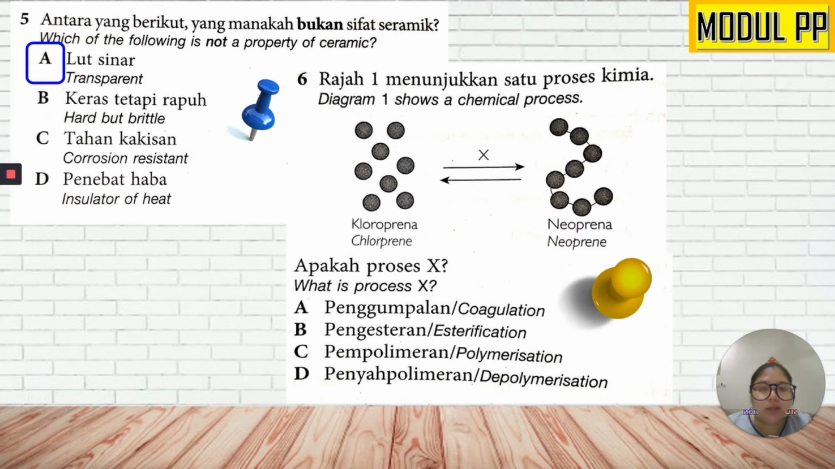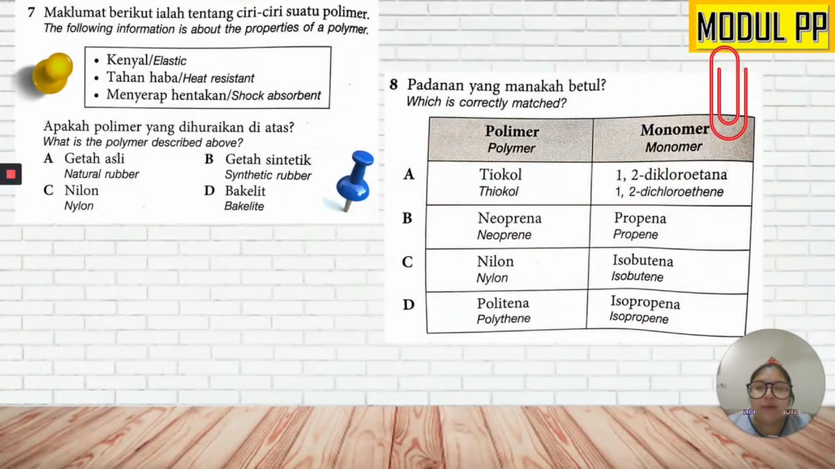Okay, number 6, when you see the diagram, from the monomer become polymer, the process name must be polymerization. Then we go to number 7. The following information, there's the properties of the polymer: elastic, heat resistant, shock absorbent. So what is the polymer described above? The answer is synthetic rubber. This one is one type of the polymer.